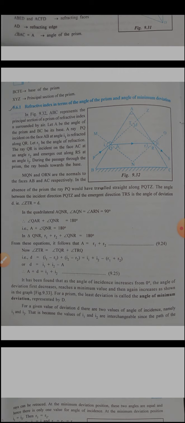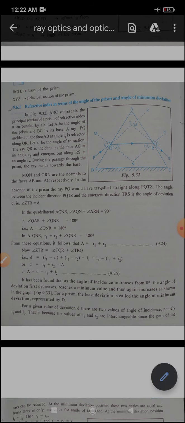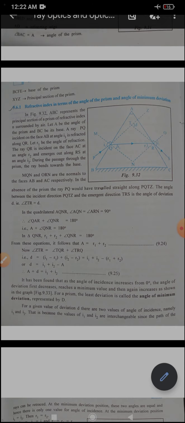This represents the principal section of a prism of refractive index n, which is surrounded by air. Let A be the angle of the prism and BC be the base. This A is the angle and BC is the base of the prism.